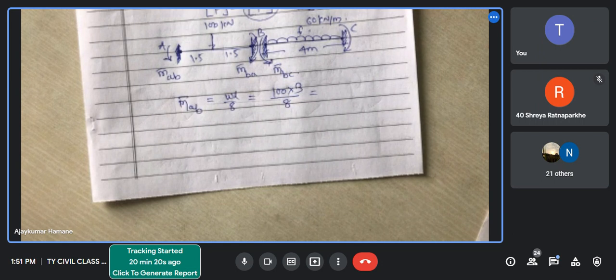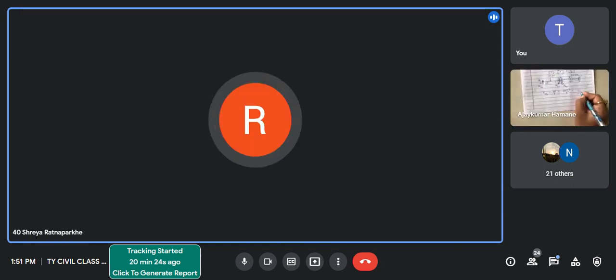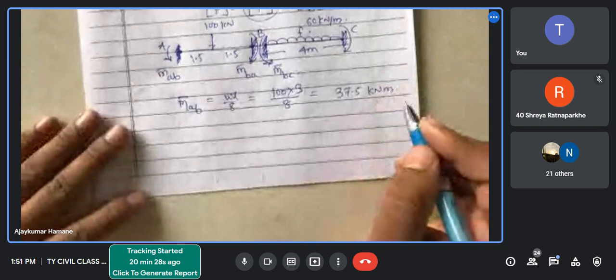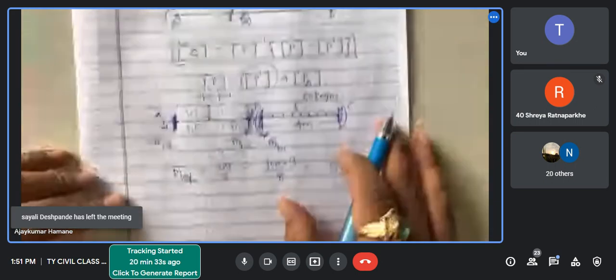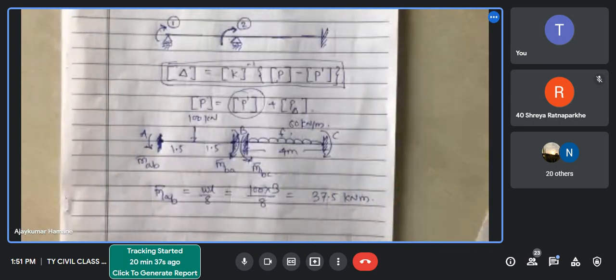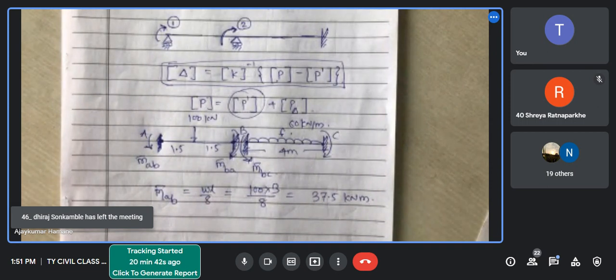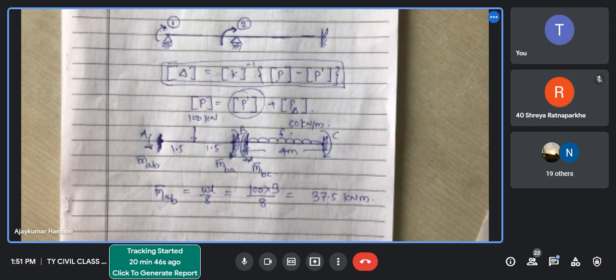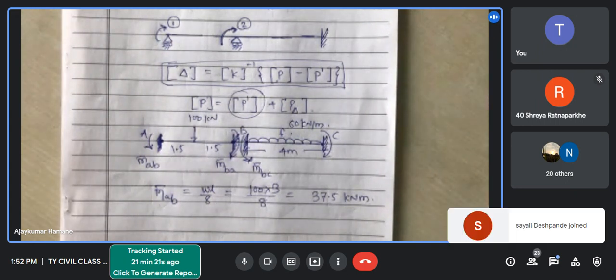What is the quantity? Yes, 37.5. Now, minus or plus? Can anyone judge? I told you how we have assumed the coordinates and how we are getting the moments. If both are in the same direction, then we have plus. If it is in the opposite direction, then we have minus. So, minus or plus?